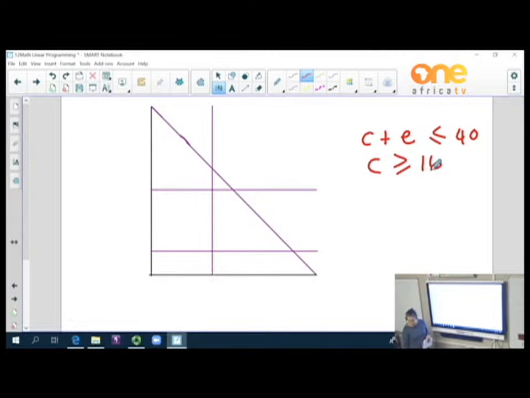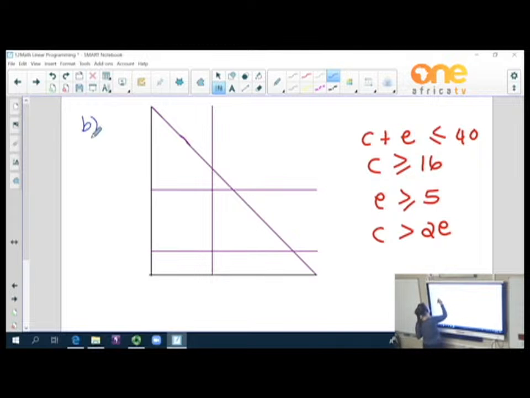He must spend at least 5 hours repairing electrical goods. So E should be more than or equal to 5. And then he must spend more than twice as much time mending cars as repairing electrical goods. So C must be more than twice E, electrical goods. And then these graphs we can draw on our axes.